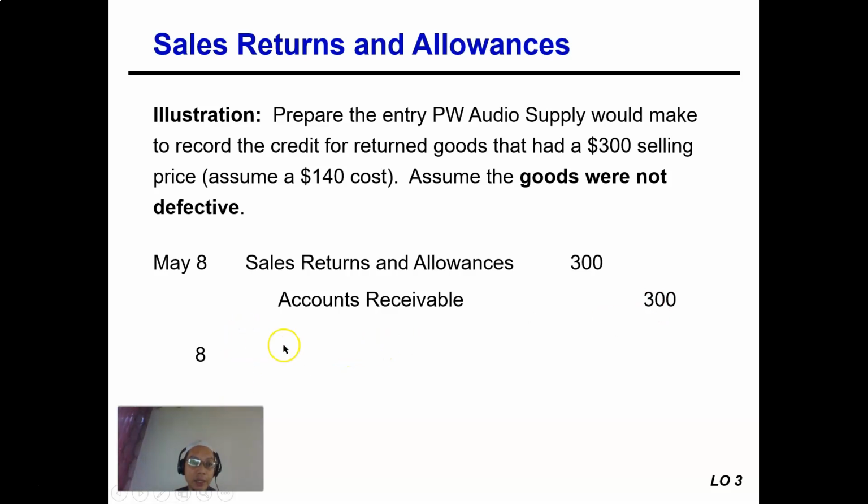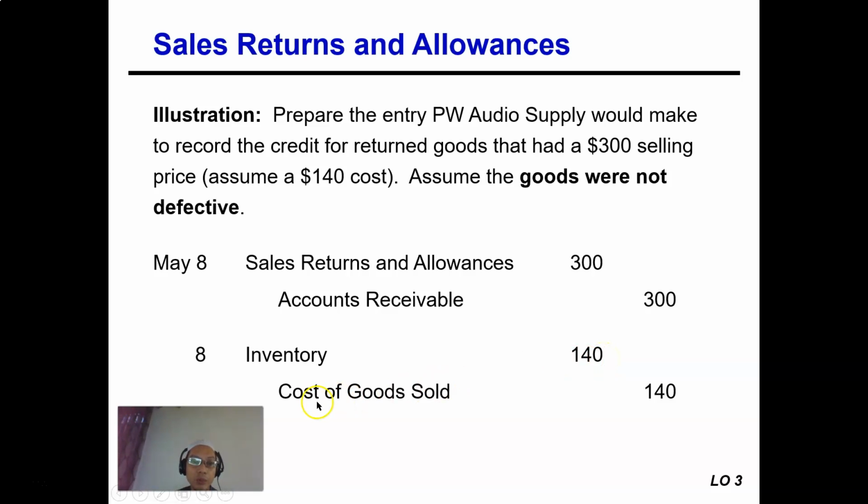And then the second set of transactions: we need to debit inventory by 140, and credit cost of goods sold by 140. Why do we need to debit inventory? Because our customer returned our items. Now when they return the items that we sold to them, our inventory level will increase back, because we have the items back. Therefore, we add to our inventory by debiting our inventory account by $140.